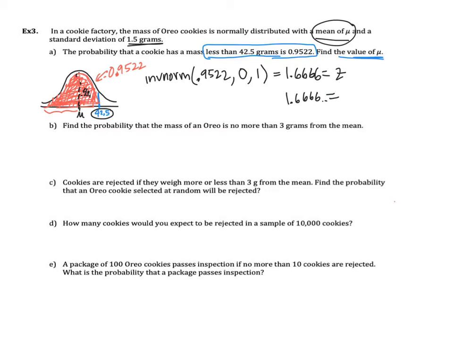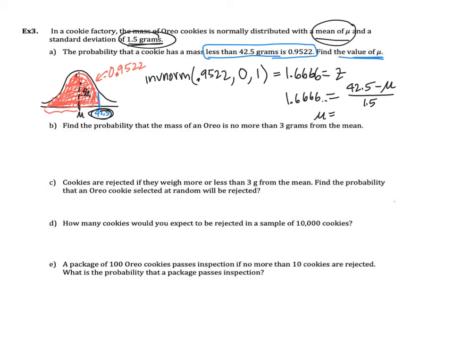So look at your z-score formula. You take x, which in this case is 42.5. You subtract the average, which we don't know, the mean, mu, and we divide it by the standard deviation, which was given to us in the beginning part of the problem. So you cross multiply, do your algebra, solve. So go ahead and do that now.